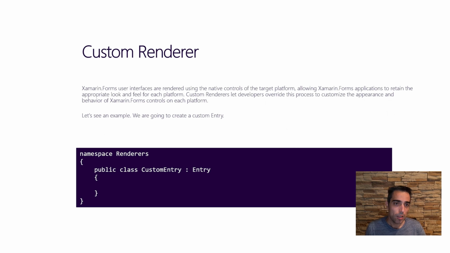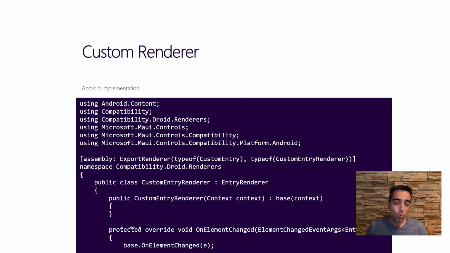Xamarin Forms user interface and also .NET MAUI user interface are rendered using the native controls on every platform. To do that, we start with an abstraction. So this is the first step, creating, for example, an entry. It's used to create a box where we can type text. It's a class with the abstraction. Then we need to create one renderer for every platform.